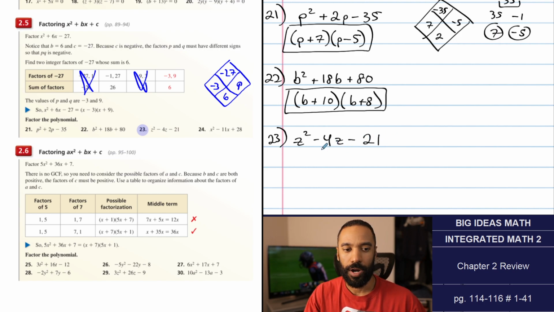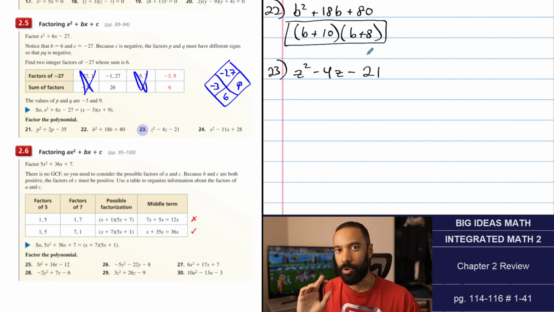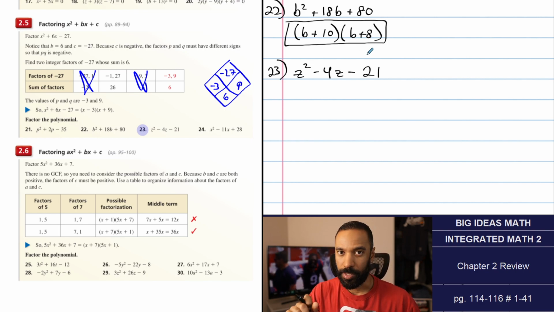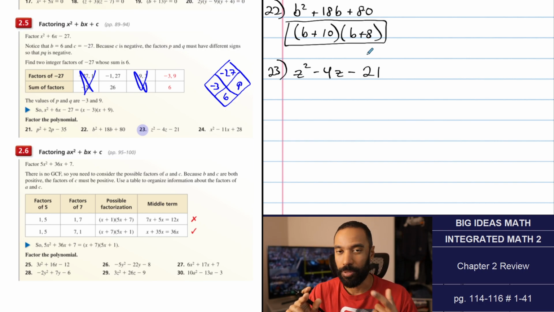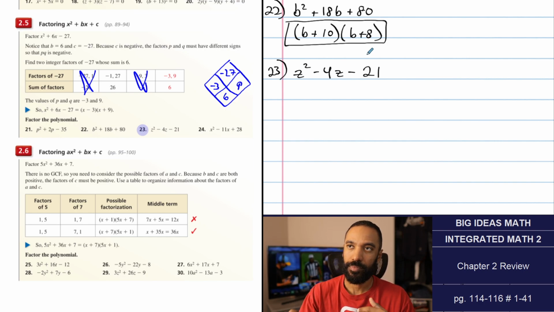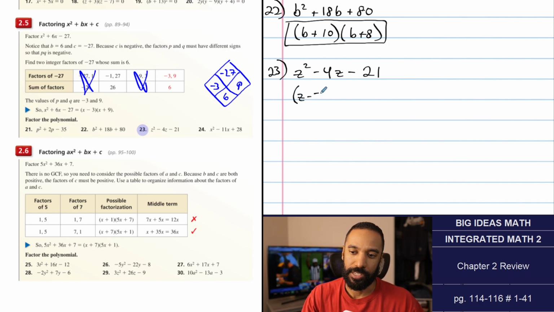Next one, z squared minus 4z minus 21. Let's factor that. Factors of 21 that add to, negative 21 that add to negative 4. Notice that because the product's negative, one number will be positive, one will be negative. So we'll try 21 minus 1. Negative 21 plus 1, which is negative 20. And negative 7 plus 3, which is negative 4. So we get z minus 7 times z plus 3.